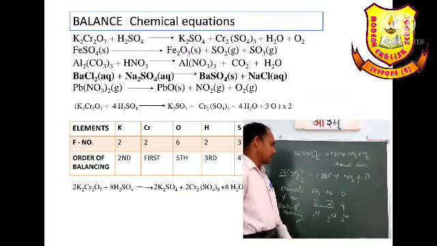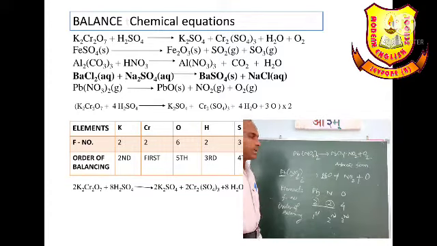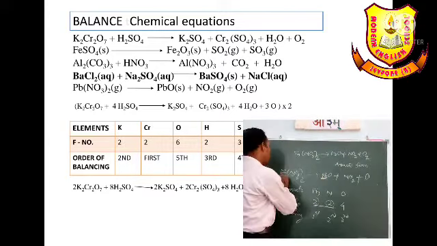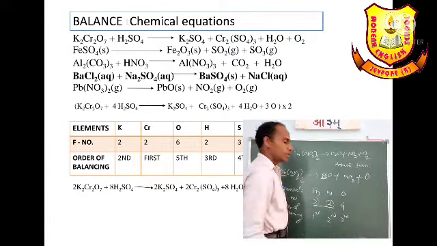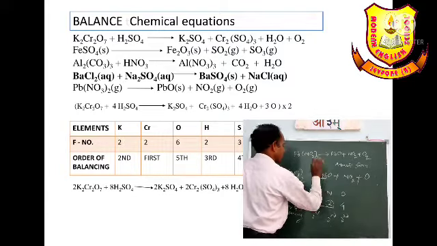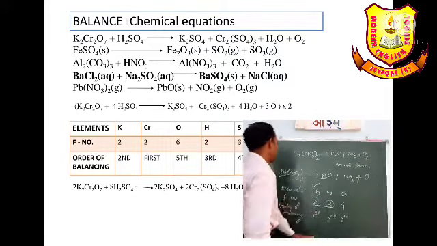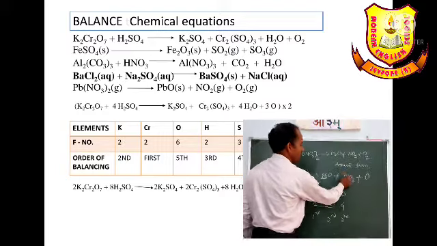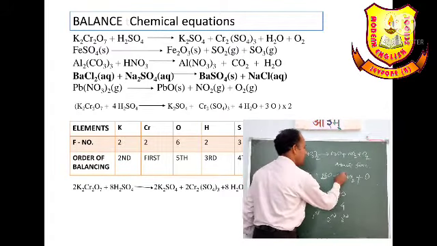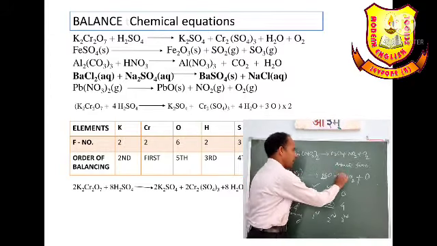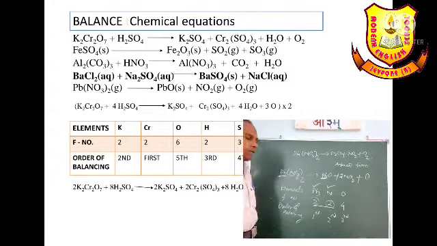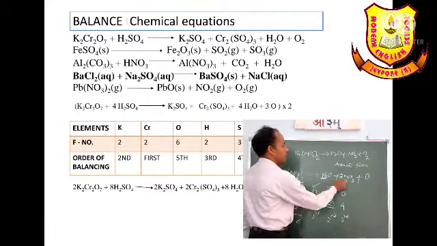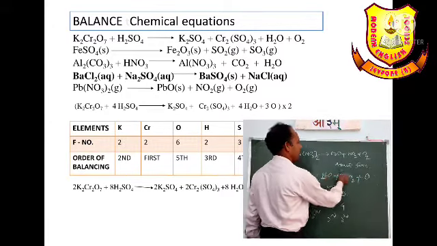Now we have to balance. First lead. Here one lead is there, and on the right another one lead is there. Left hand side 1, right hand side also 1, so it is already balanced. We have ticked it. Now we go to nitrogen. Here in Pb(NO3)2 there are 2 nitrogen, and here nitrogen 1. So on the right hand side we have to write 2. Now 2 nitrogen, it is balanced. Now oxygen. 3 times 2 is 6, so the left hand side has 6 oxygen. The right hand side has 2 times 2 is 4, plus 1 is 5, plus 1 is 6.